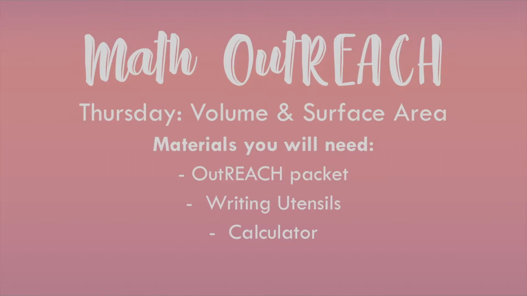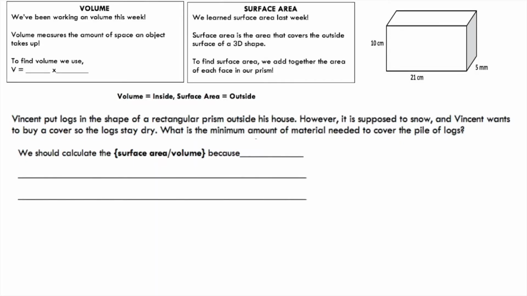The materials you will need today are your outreach packet, writing utensils, and a calculator. Again, highlighters and color pencils aren't required, but if you would like to use them for the surface area questions, you are welcome to. So just recapping like yesterday with our surface area and volume notes.